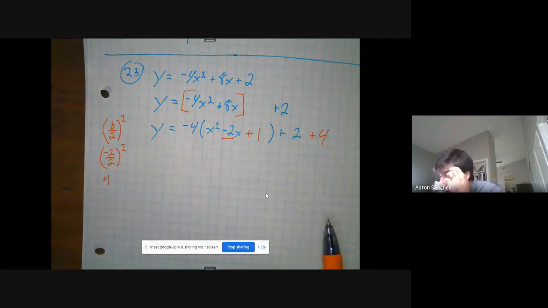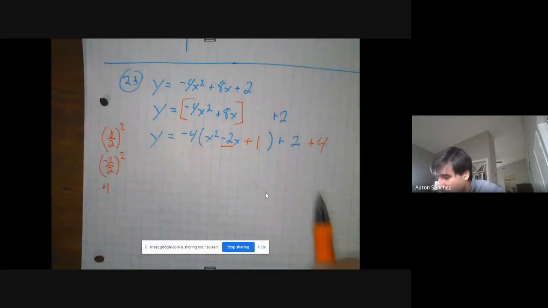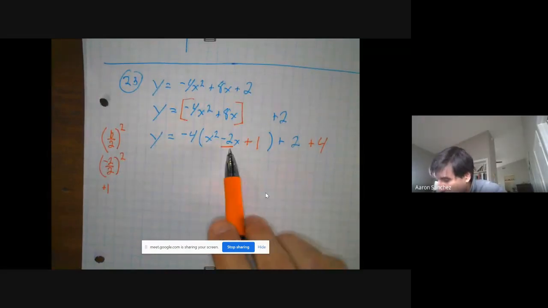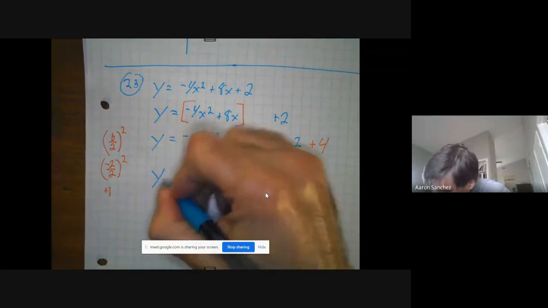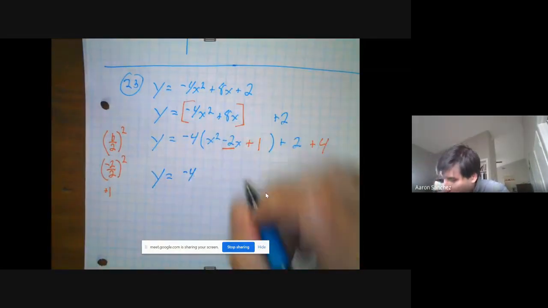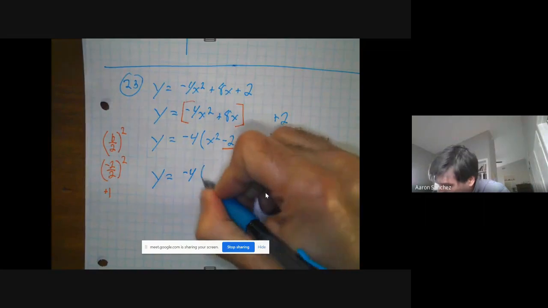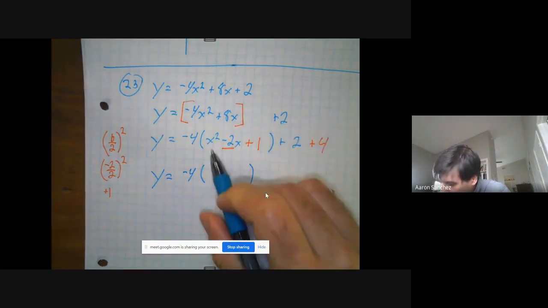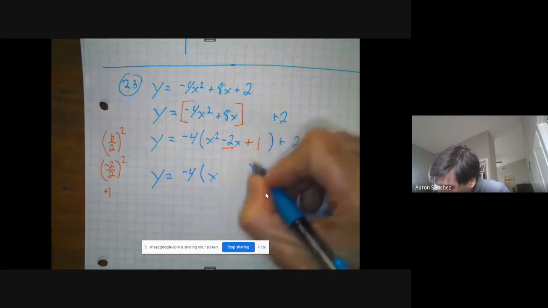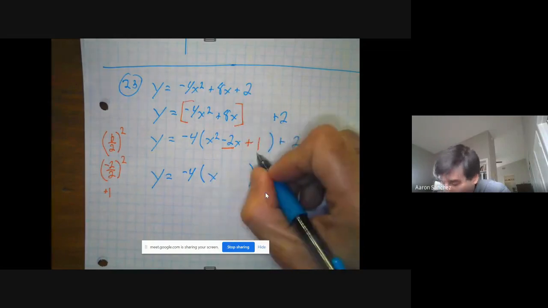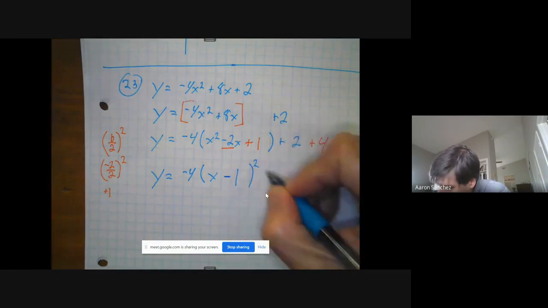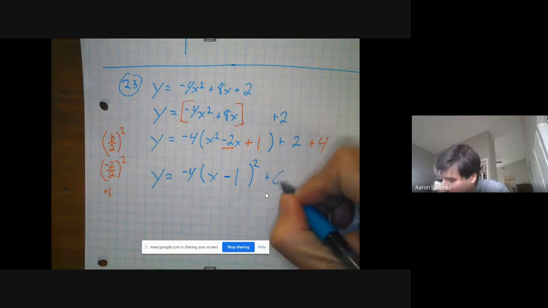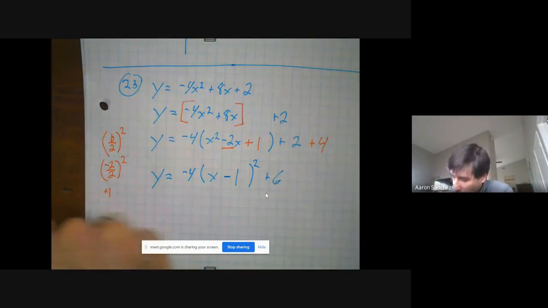Now we've done all the hard stuff for completing the square. Let's remember, I factored out the negative 4. I took this negative 2, divided by 2, and squared it, and I got the 1. So now it's y equals negative 4, and we can factor this. It's a perfect square. Square root of x squared is x. Square root of 1 is 1. Because of this minus, I put that in there, and I square it. And then 2 plus 4 is 6. Now, it is in vertex form.